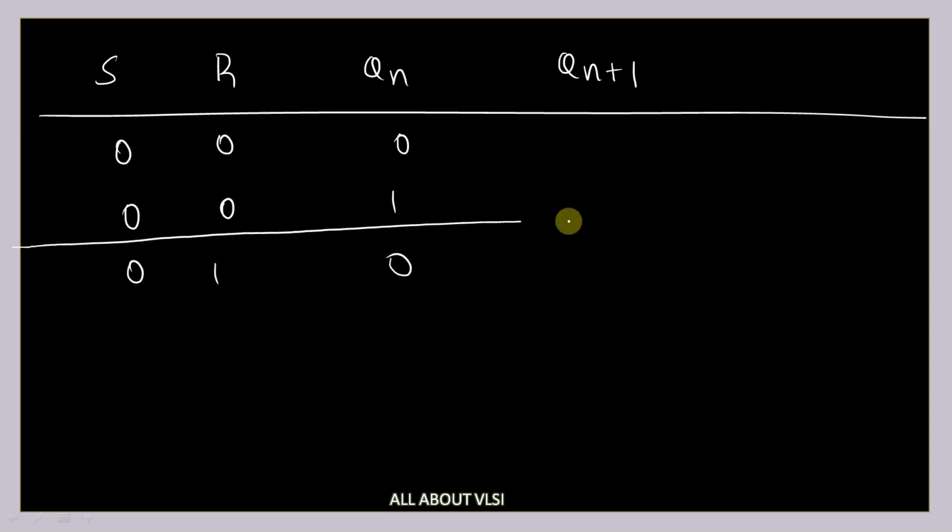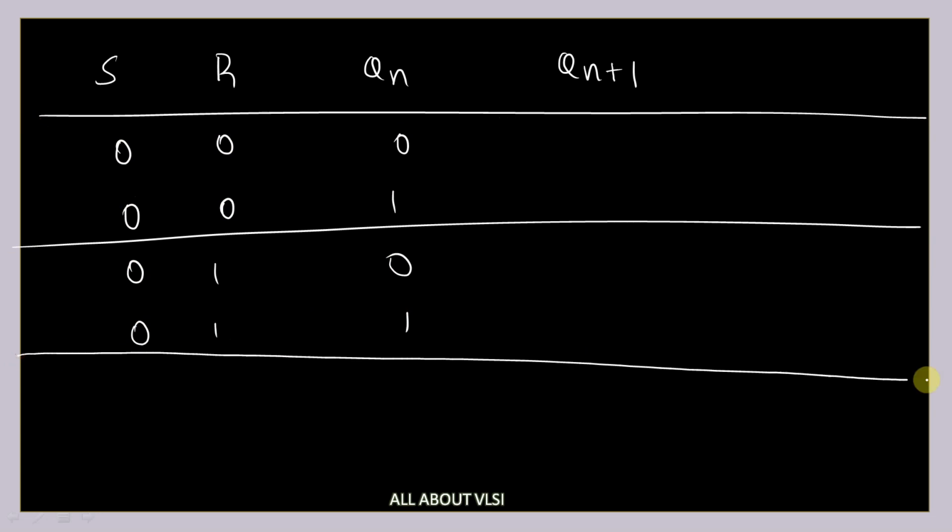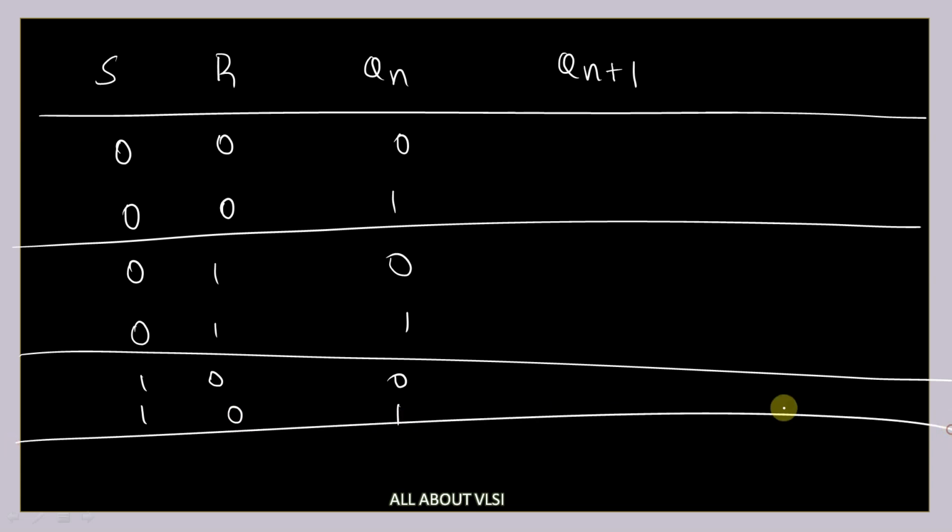This is one case we have, and 0 1 1. This is one more case, and 1 0 0 1 0 1. This is one more case, and 1 1 1 1 0 1. Okay, so these two are invalid states. Okay, and this is nothing but 0 1, that is set.